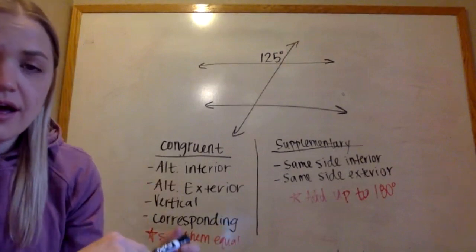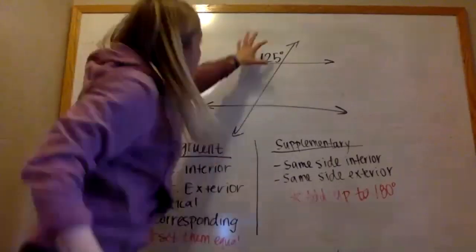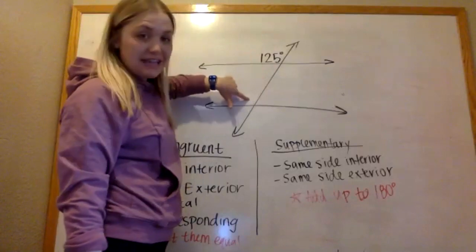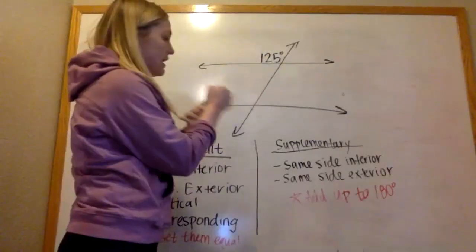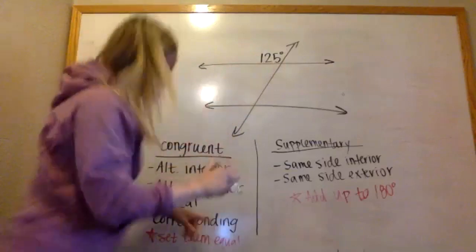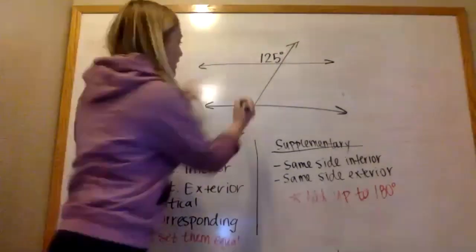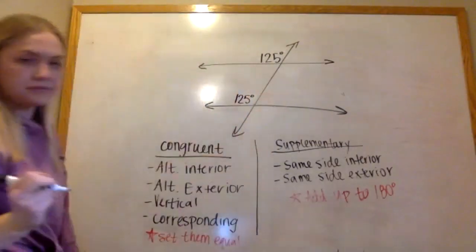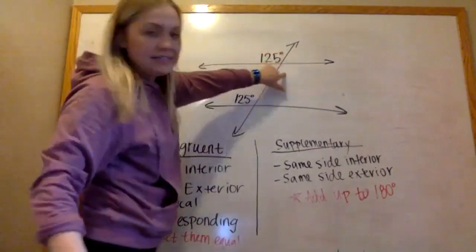So there's a couple of them that are really easy to find. We know that this top angle is in the same exact position as this angle over here. Those are called corresponding. Since they're corresponding, they're the same exact size. They are equal to each other. They're congruent. So down here, I'm going to put 125 degrees.